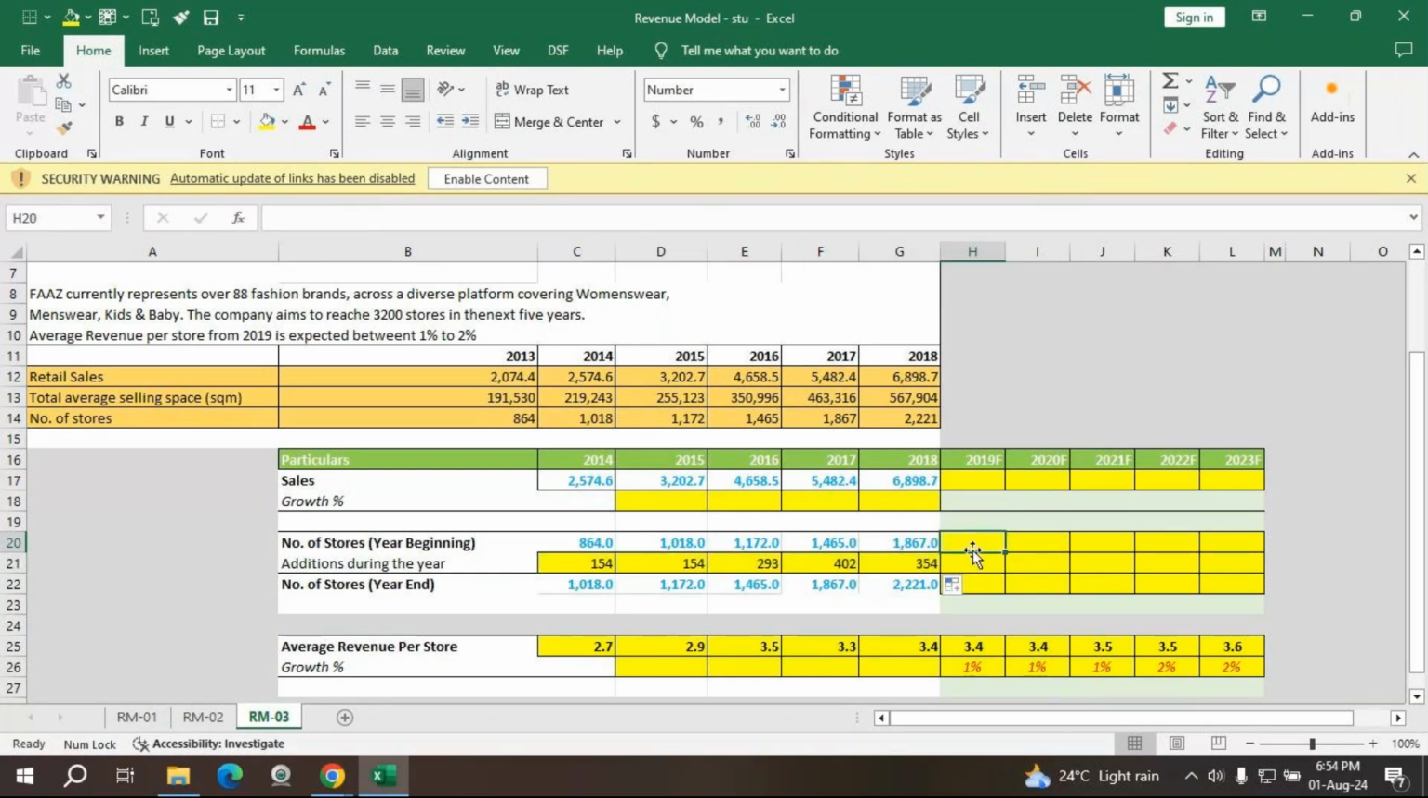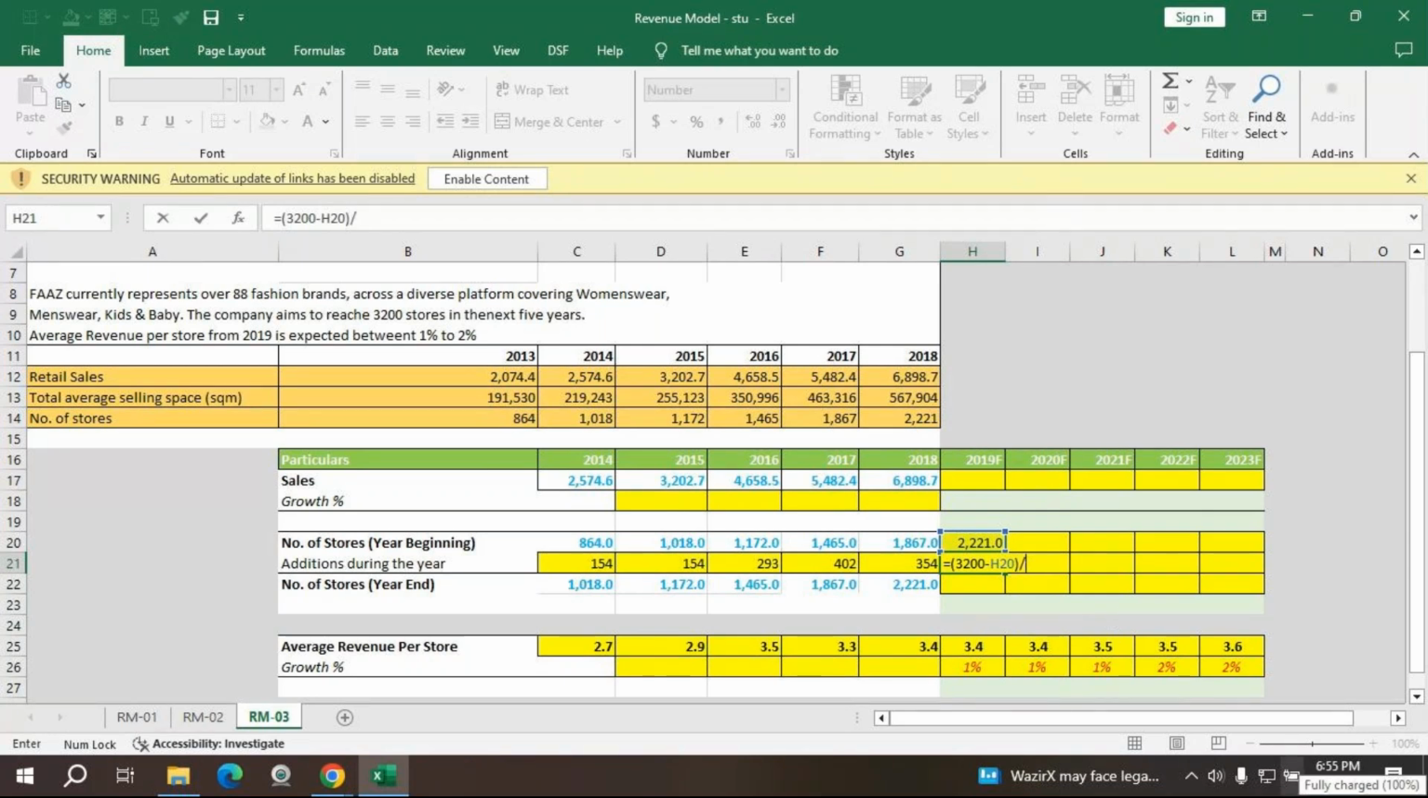Now, equals. I'm going to take the previous year's number of closing stores, how many stores we had by the end of the beginning 5 years. At the end of the 5th year, how much are they expecting? They are expecting 3200 stores in the next 5 years. So equals 3200 stores minus the beginning number of stores, close the bracket, divided by 5, because I need it for the other 5 years.